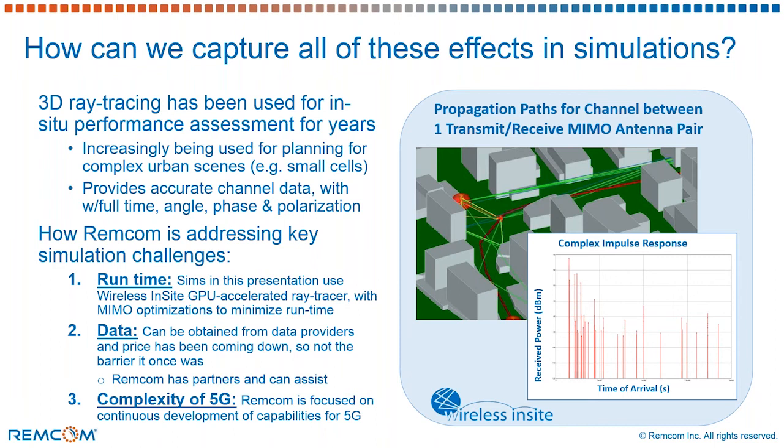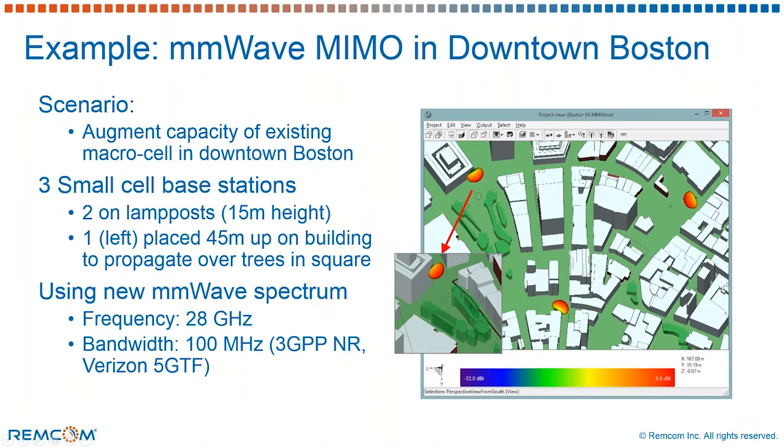The third is the complexity of 5G. Just thinking of the different things that we presented in the previous slides, we can see that 5G is getting increasingly more complex in terms of what's required to model the different things that are going on in a simulation. And REMCOM is focused on continuously developing new capabilities to be able to handle these new complexities.